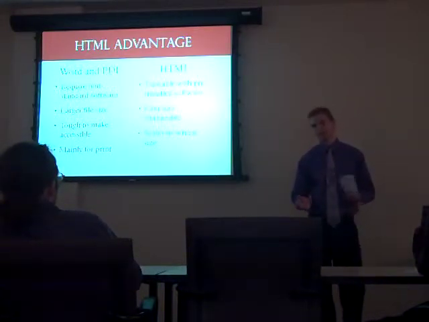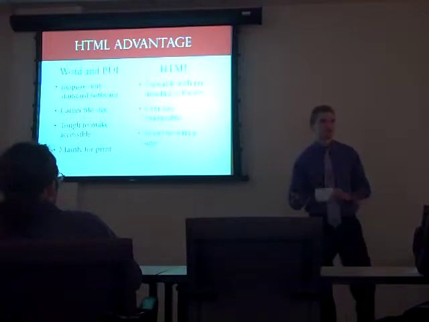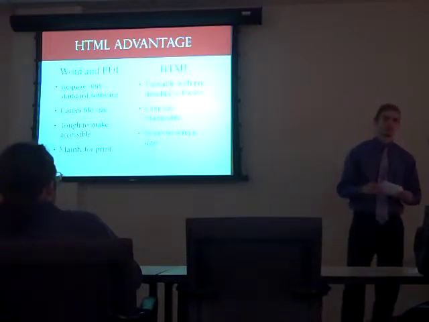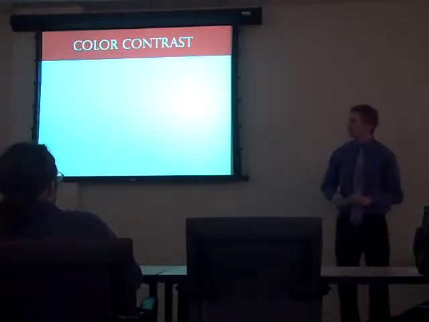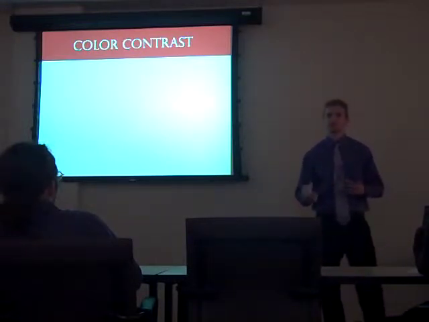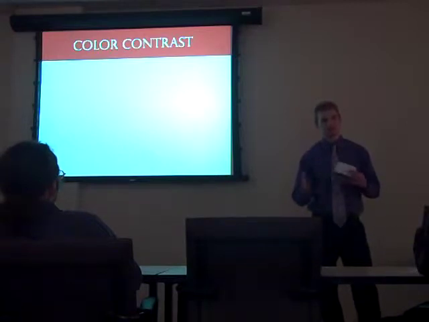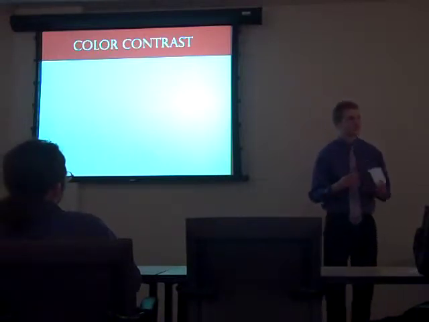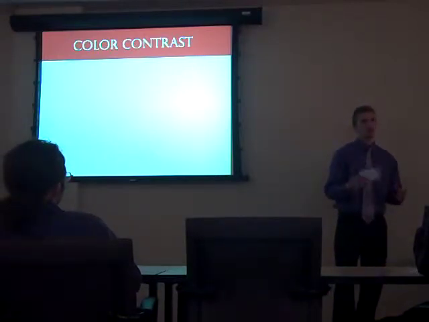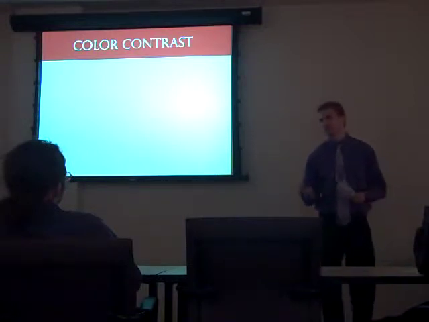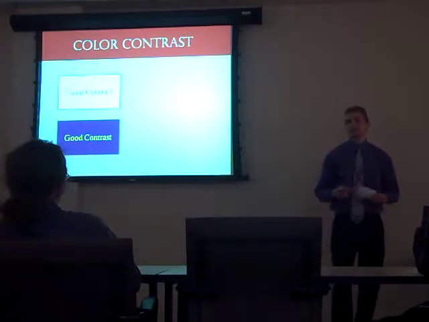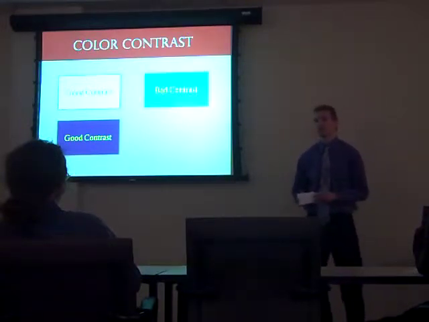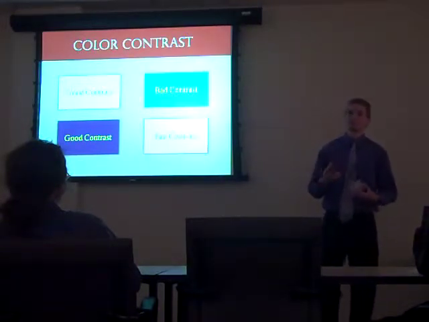But regardless of whether you use a Word document, PDF, or HTML, you want to consider color contrast. That's one of the things I want to talk to you about today. Color contrast is basically when you overlap two colors, you want to be able to easily see what you have on the text. Some examples of good color contrast are black on white or blue on yellow. Some examples of bad color contrast are red on green or light blue on pink.